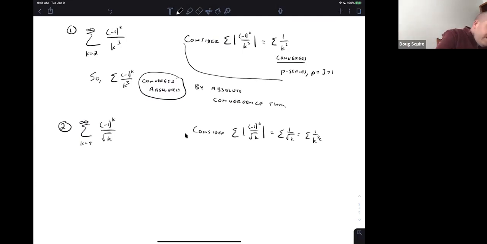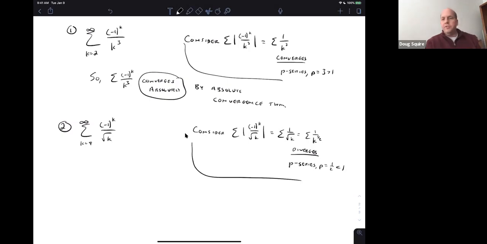That series diverges because it's a p series where p is 1/2, which is less than 1. So we do this part on the right first. Does that make sense?